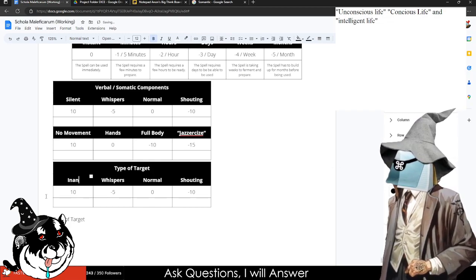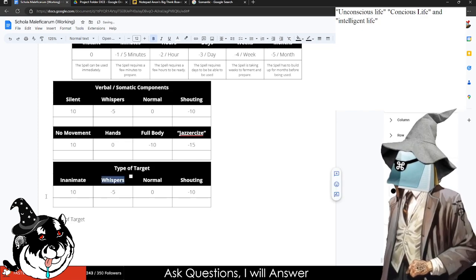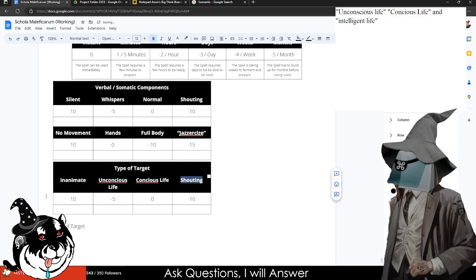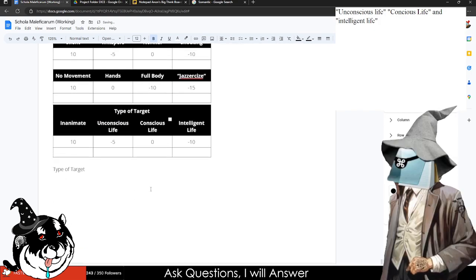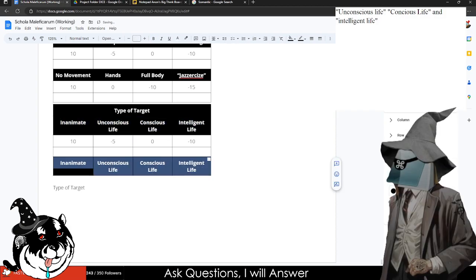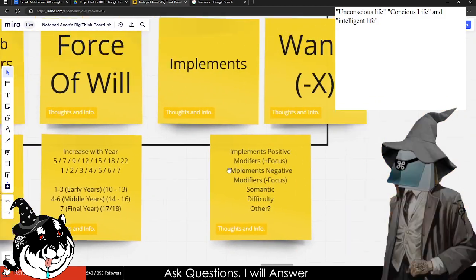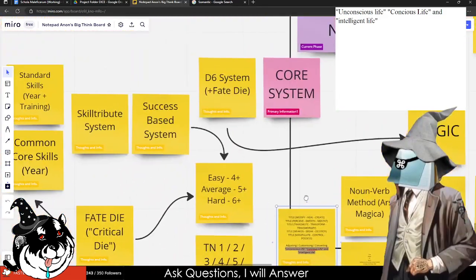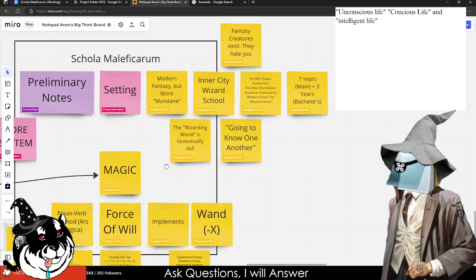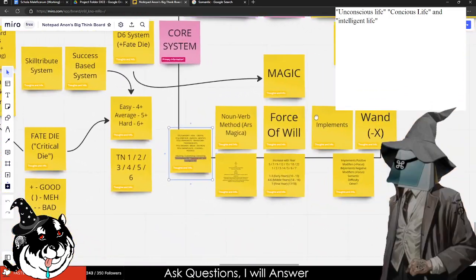Inanimate, unconscious life, conscious life, intelligent life. We have discovered intelligent life. And it's pissed. What did I note on magical creatures? Did I not put that in here? I don't think I did.